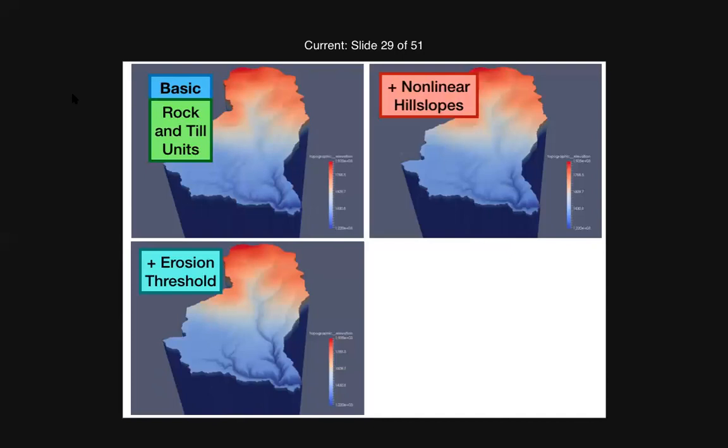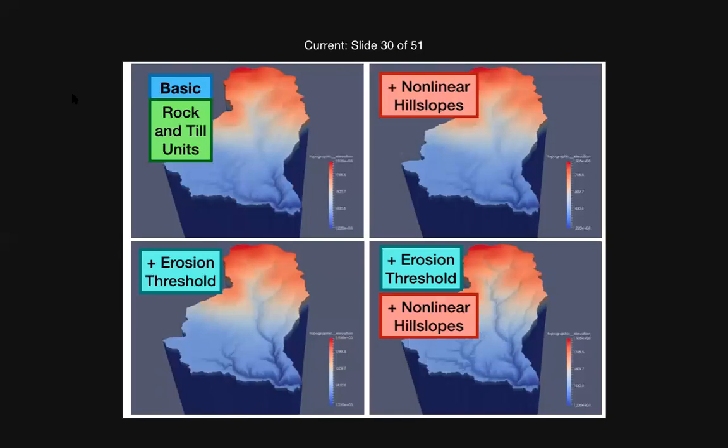The parameter value for the critical slope ends up calibrating to be such that you have sort of linear sediment flux. It is only when you have both the erosion threshold and the nonlinear hillslopes that the slope parameter is able to calibrate to a value such that you create these planar hillslopes.